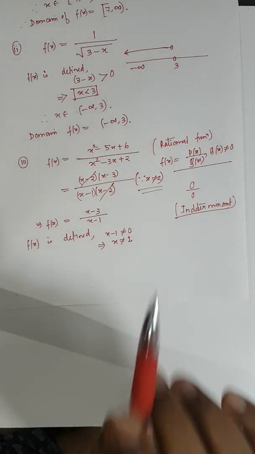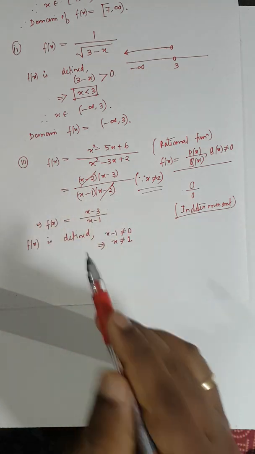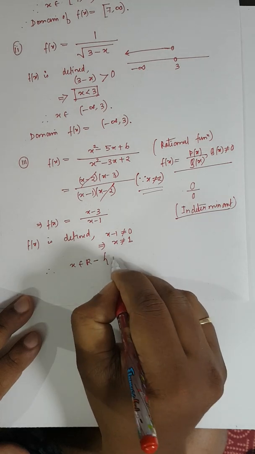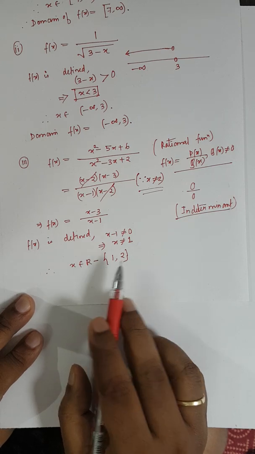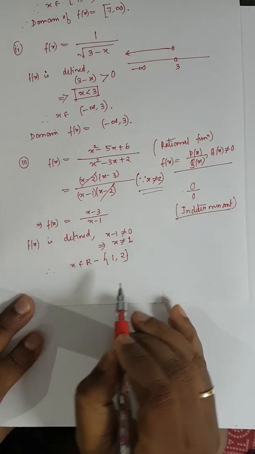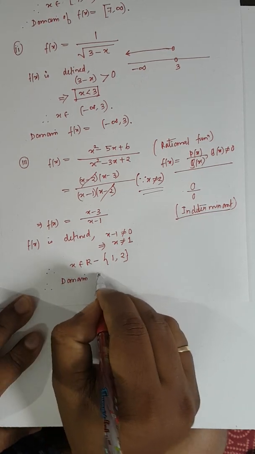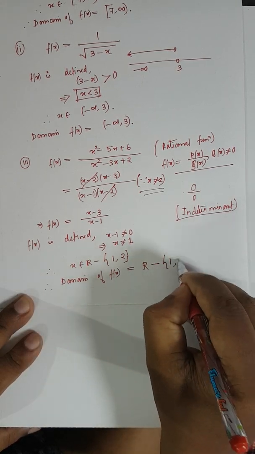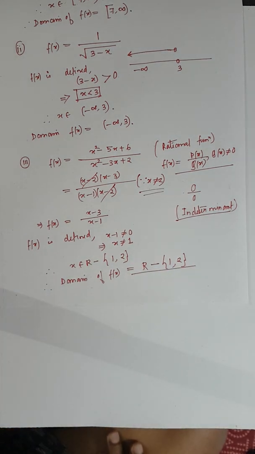Now put any value of x except 1 and 2, and the function will be defined. So you can write x belongs to all real numbers except 1 and 2. See, we have excluded the set of elements 1 and 2. So x can be any real number except 1 and 2. Therefore the domain of f of x is all real numbers except 1 and 2. At 1 and 2, the function becomes undefined.